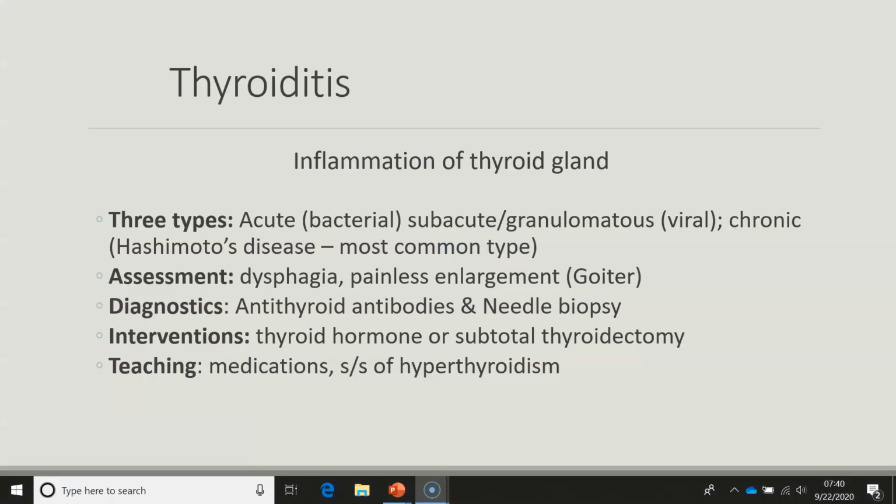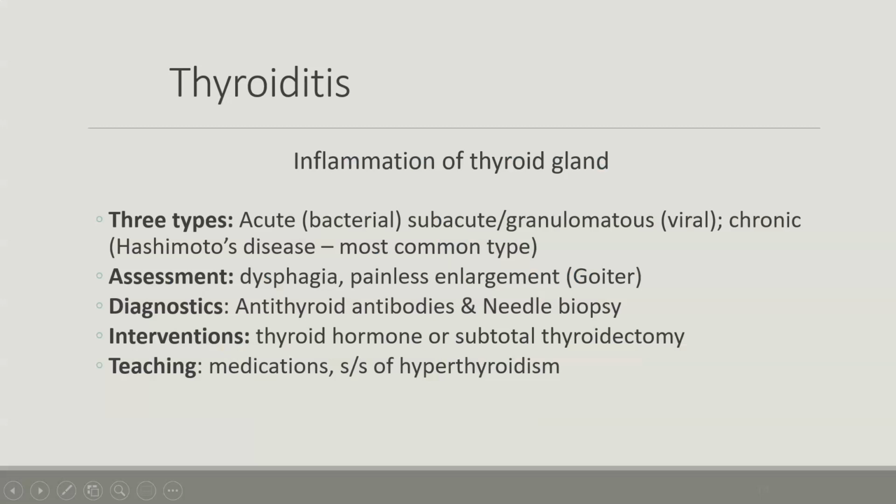We're just going to talk briefly about thyroiditis. It is inflammation of the thyroid gland. You see acute, and you see chronic, which is Hashimoto's disease. Of course, we know that Hashimoto's disease can lead to Graves' disease in hyperthyroidism. And that is the most common type. So a lot of times these patients will have the inflammation of the thyroid gland, and that's when they are diagnosed with Hashimoto's disease. But remember, it can be acute, which is bacterial or viral, but usually it's chronic, which is from Hashimoto's disease.